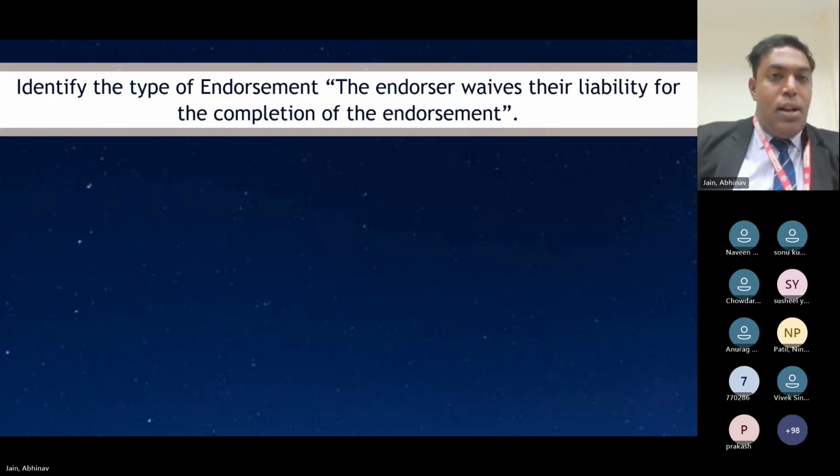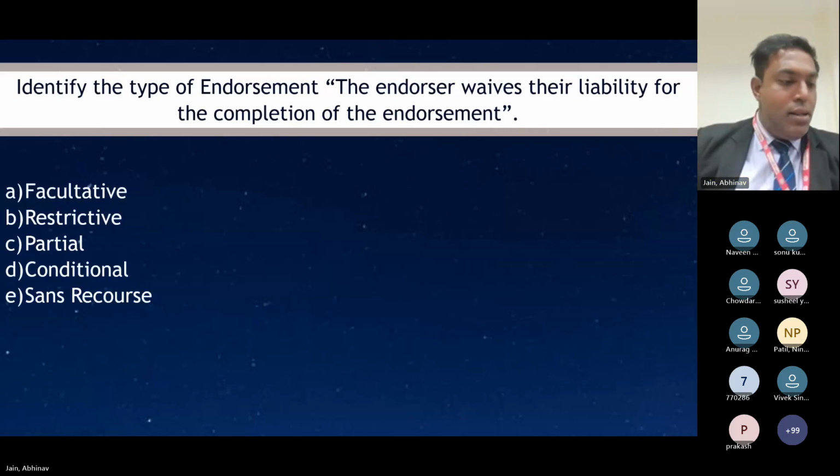Now, read a statement: the endorser waives their liability for the completion of the endorsement. Identify the type of endorsement. What type of endorsement is this? Facultative, restrictive, partial, conditional, or sans recourse?